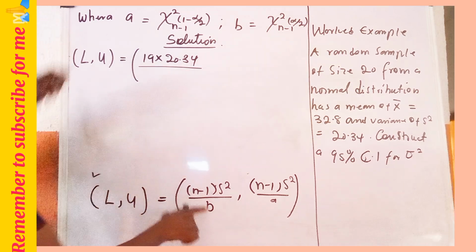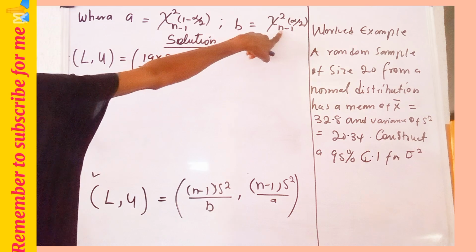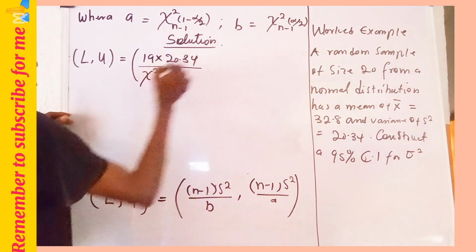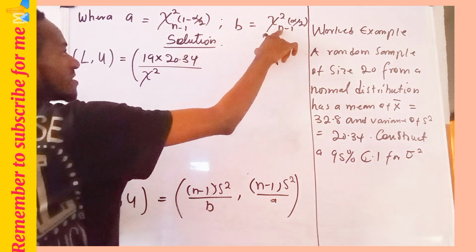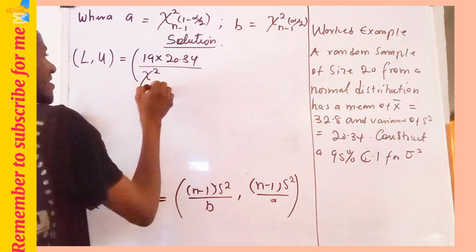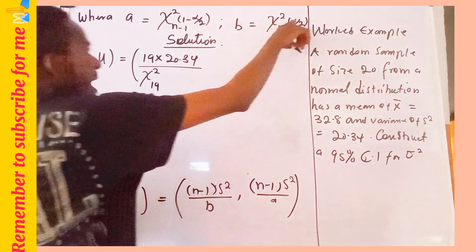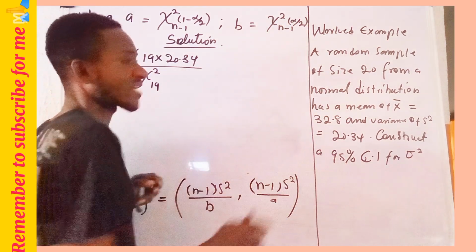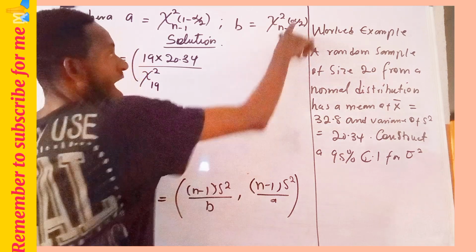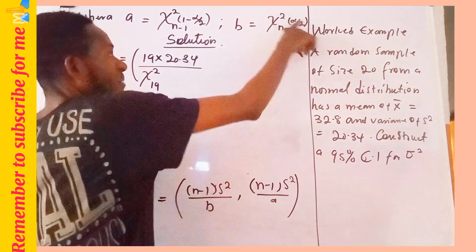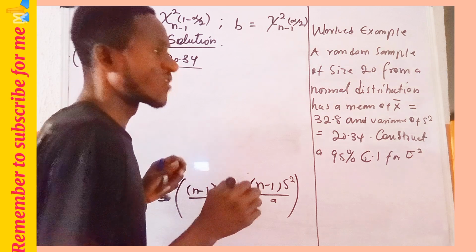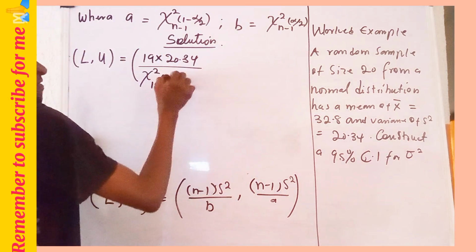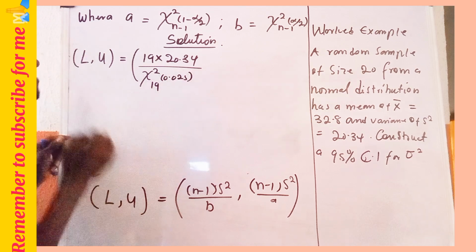Here is my B, and of course my B is given like this. Look at B here: chi-square of this. So I have chi-square, n minus 1 here means 20 minus 1, which is 19 degrees of freedom. Our alpha here is 0.05, because here they ask us to construct a 95% confidence interval. So our alpha should be 0.05, and 0.05 divided by 2 is going to give me 0.025.